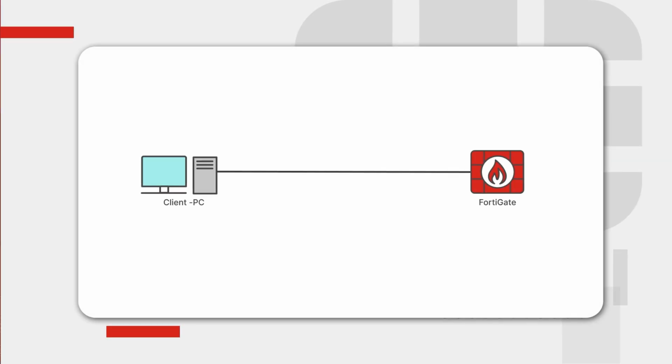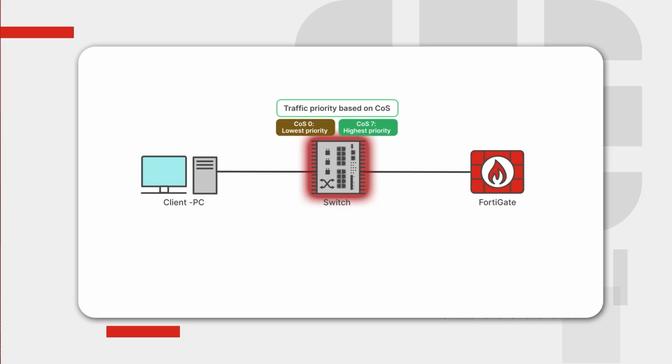In our example, a client PC connects to the FortiGate through a switch. The switch is configured to prioritize traffic based on its COS value. Packets marked with COS 0 receive the lowest priority, while packets marked with COS 7 receive the highest priority. During network congestion, packets marked with COS 0 may be dropped so that higher priority traffic can be forwarded.